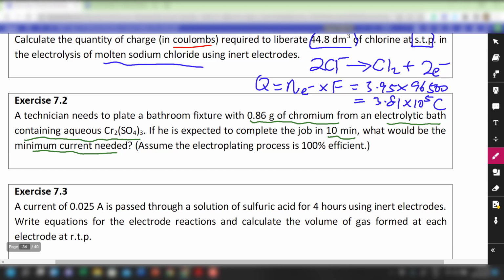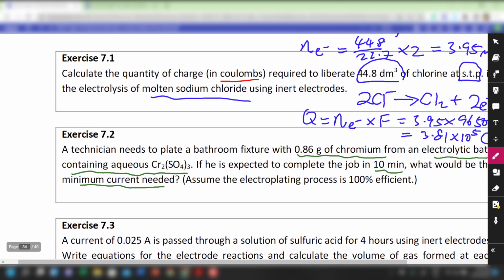So the first thing we need to do obviously is go to the data booklet, because if we are given values in mass, it's not very helpful because we need to convert them to amounts or number of moles. Over here, my electrolytic bath contains chromium(III) sulfate. So from chromium(III) sulfate, that's Cr3+, it needs to take in 3 electrons in order to be reduced to chromium. So the stoichiometric relationship between chromium(III) and electrons will be 1:3.